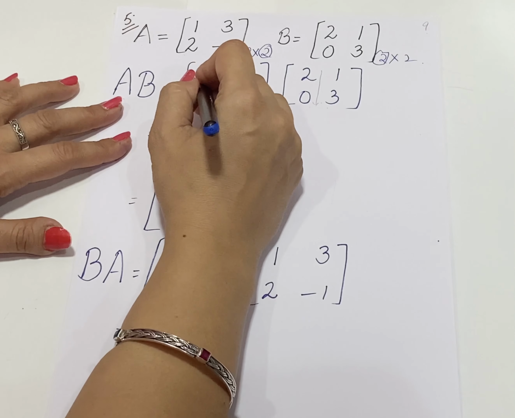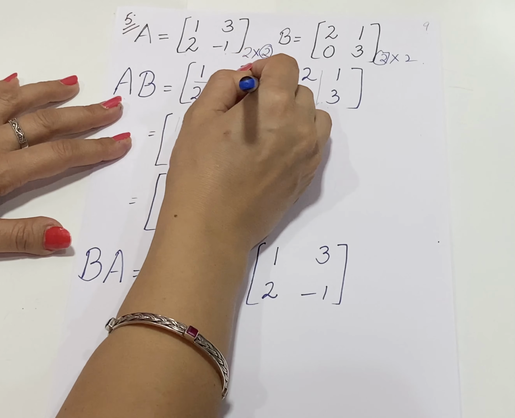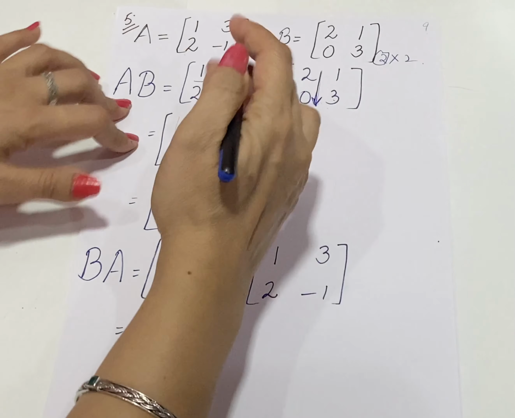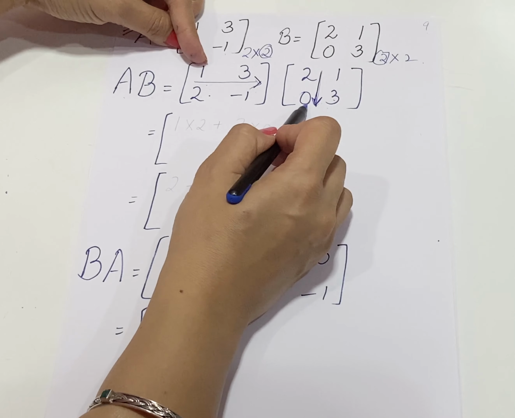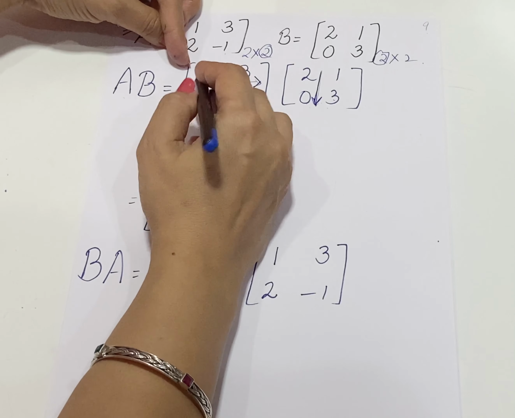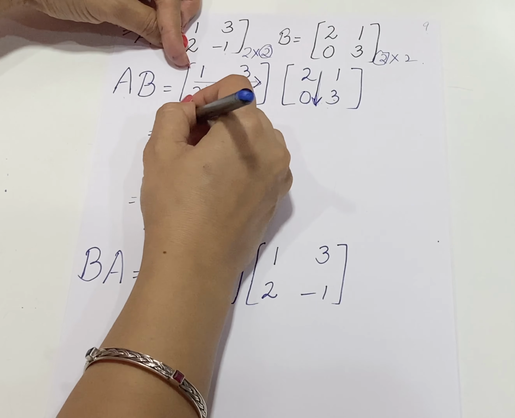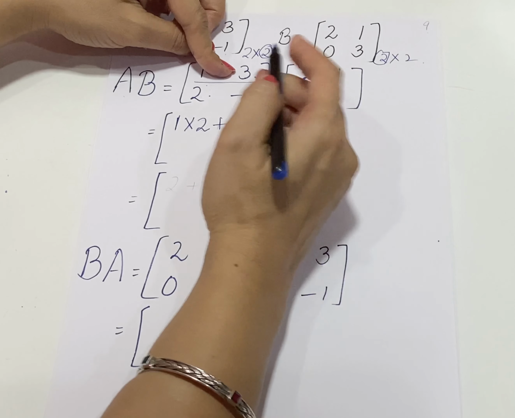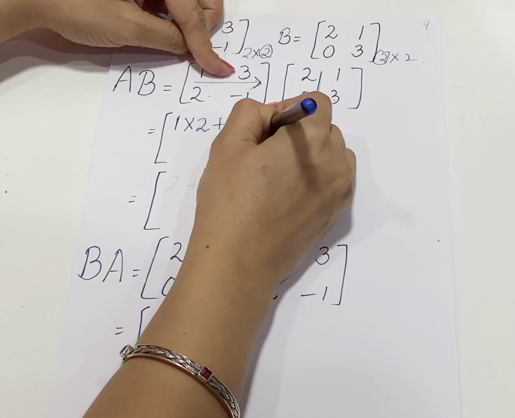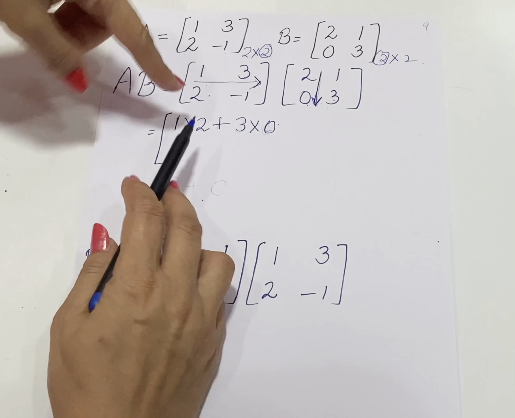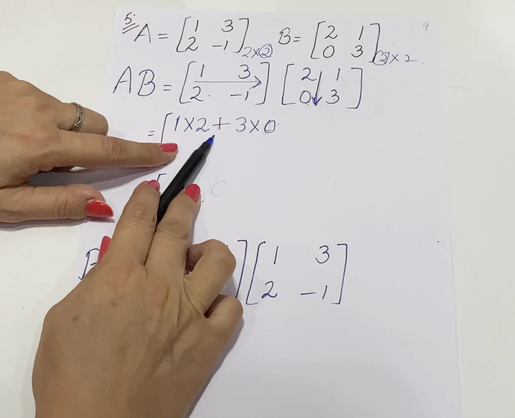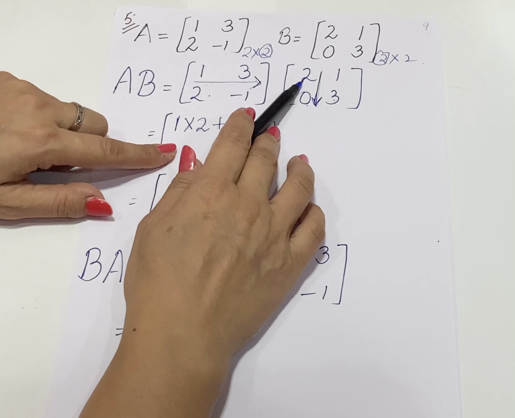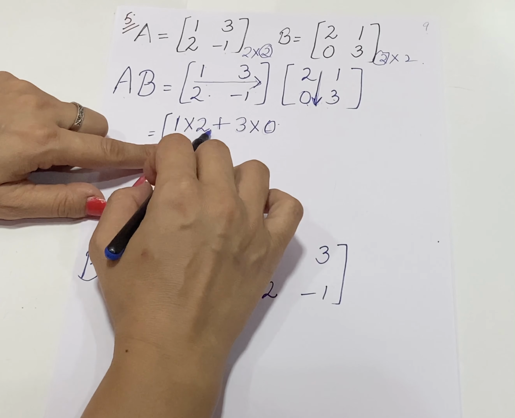So we are starting with the first row of the first matrix and the first column of the second matrix. So what will you have? The first element will be multiplied by the first. It will be 1 into 2 plus second by second, this will be 3 into 0. Right? This is the first row, first column of the product matrix. So we take the first row of this and the first column of the second matrix, and their corresponding elements are multiplied and added.